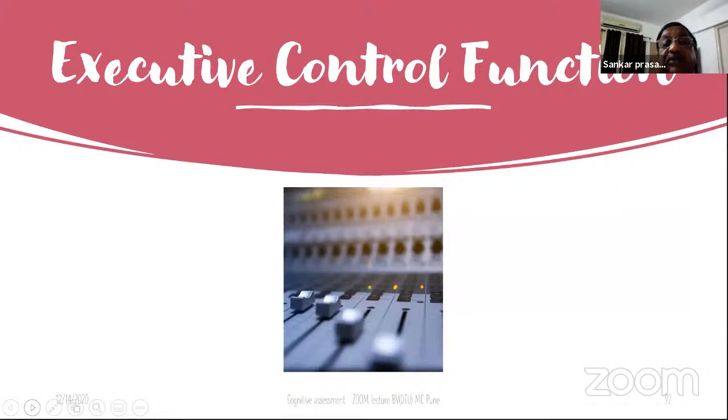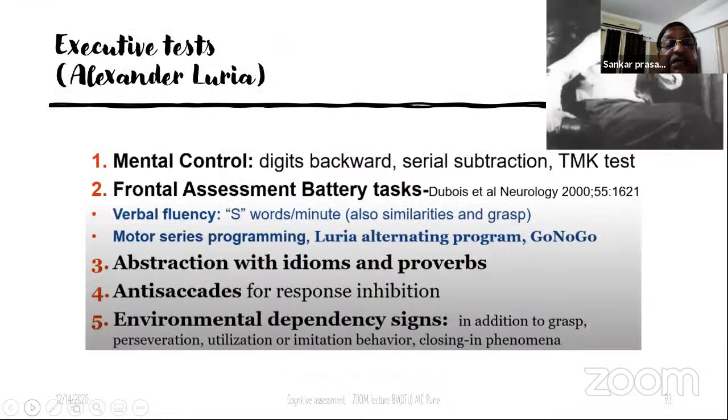Now we'll come to executive control function testing, and mental control: digits backward, serial subtractions, and frontal assessment battery tasks, that is verbal fluency, S words, motor series programming, Luria alternating programs, abstraction with idioms and proverbs, antisaccades for response inhibition, environmental dependency signs, in addition to grasp, perseveration, utilization or imitation behavior, closing in phenomena.